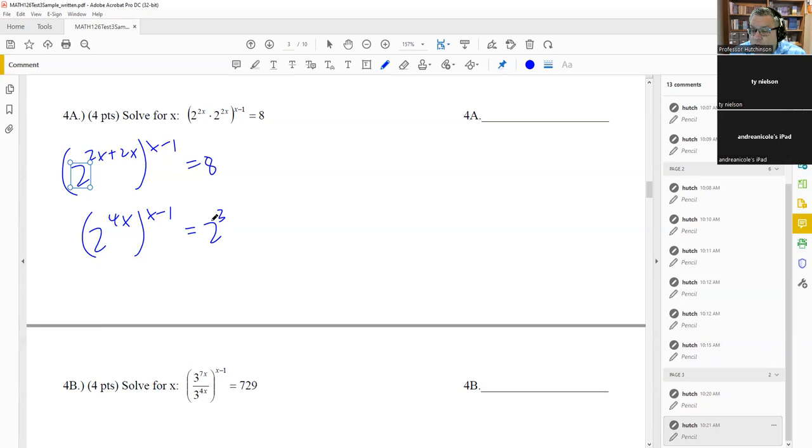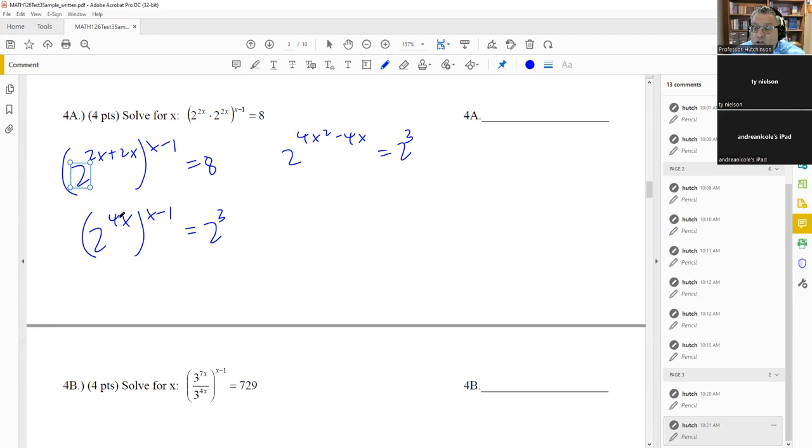Then next you're going to multiply the exponents. 4x times x is 4x squared. And then 4x times negative 1 is minus 4x. We're doing that because whenever you raise a power to another power, you need to multiply the exponents. That's one of the exponent rules: raise a power to another power and multiply the exponents.